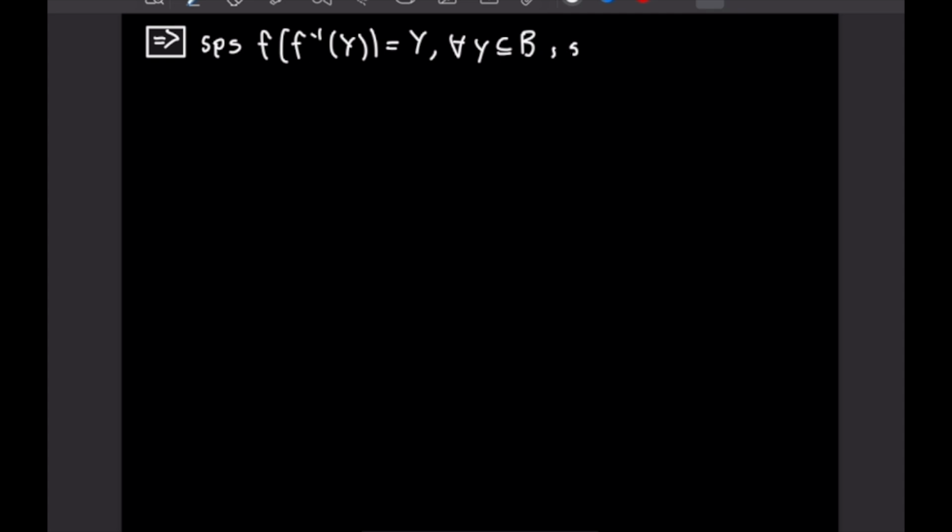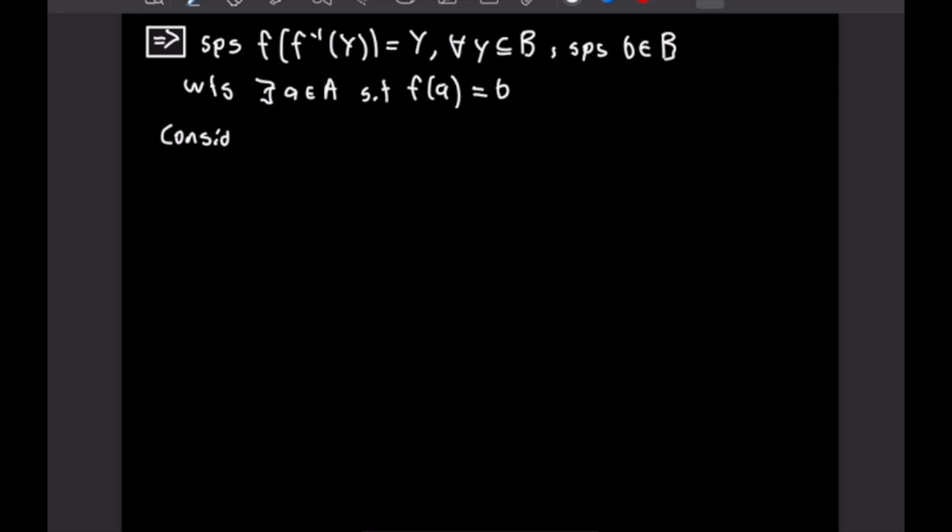So we're going to take an arbitrary element of our codomain B, which we'll call little b, and we want to show that there exists an a in A such that f of little a is equal to little b. That would prove surjectivity. So now we want to consider the following set. We want to consider the singleton b, which is of course a subset of B, as we have just defined little b to be in B.